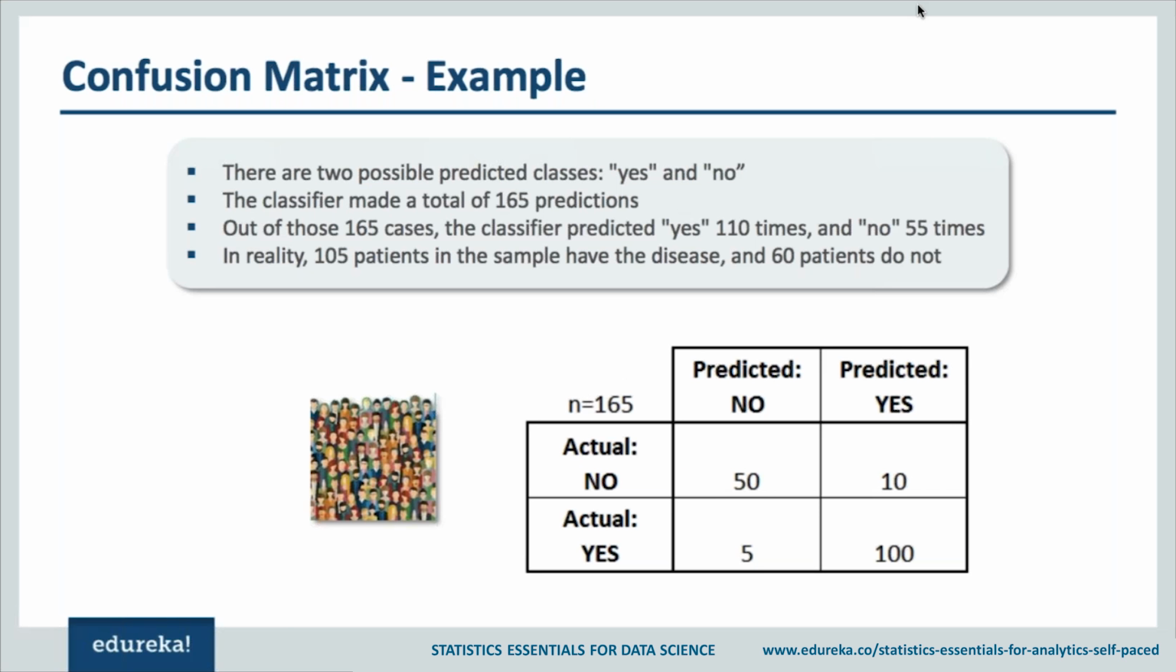Now here what we are doing, we are having information about 165 cases of patients. Out of 165, 105 have the disease and 60 patients do not have the disease.